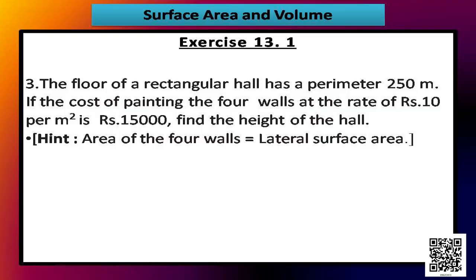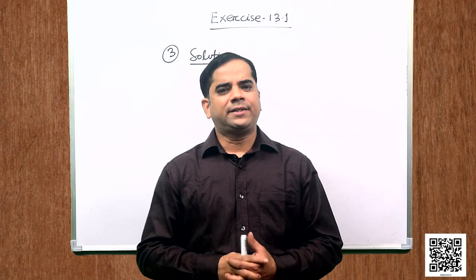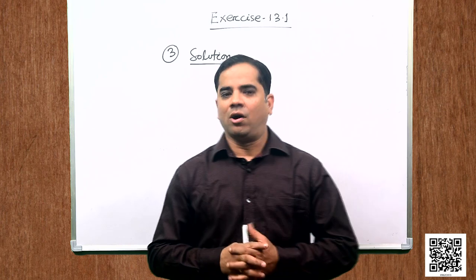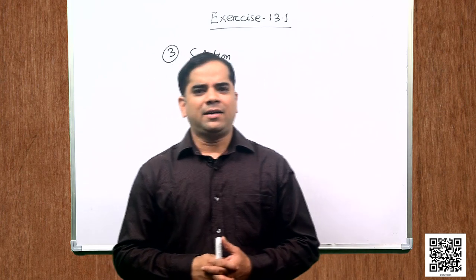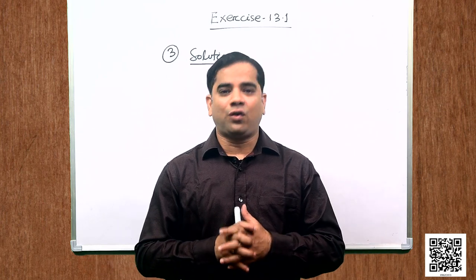It says, the floor of a rectangular hall has a perimeter of 250 meter. If the cost of painting the 4 walls at the rate of ₹10 per meter square is ₹15,000, find the height of the wall. Okay. So let us discuss the solution. Fine. So students, there is a rectangular hall, and the perimeter of the floor is given.